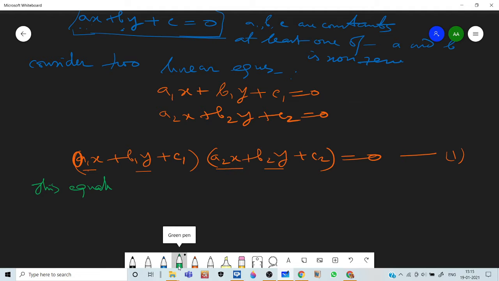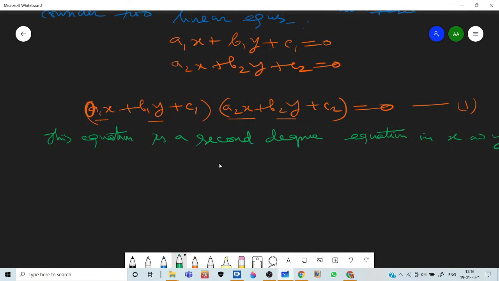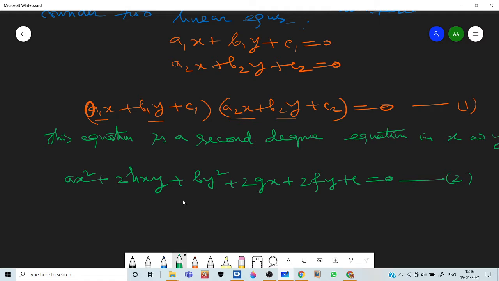This equation is a second degree equation in x and y, and it is of the form ax square + 2hxy + by square + 2gx + 2fy + c = 0. Call it equation number 2.